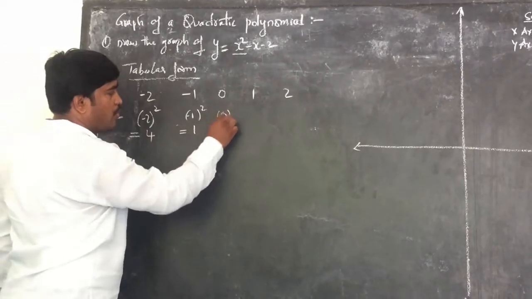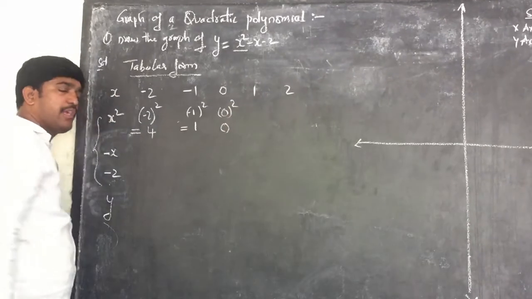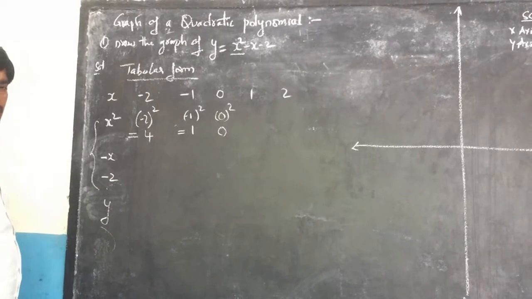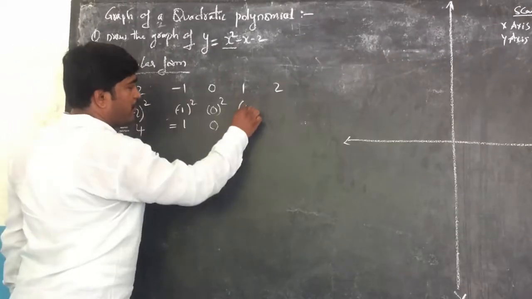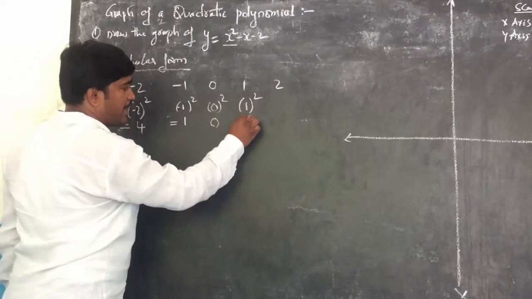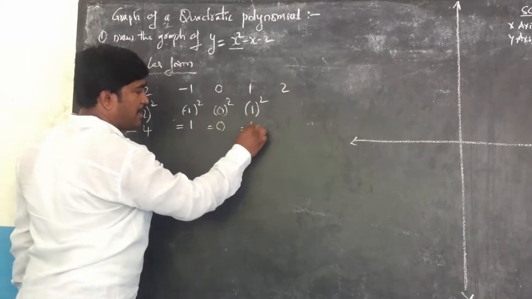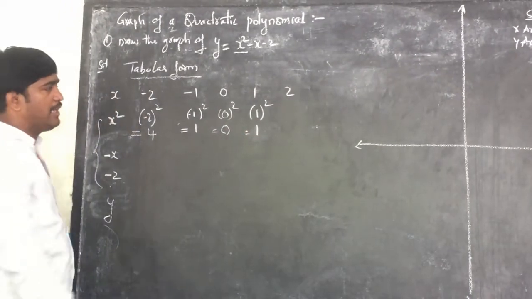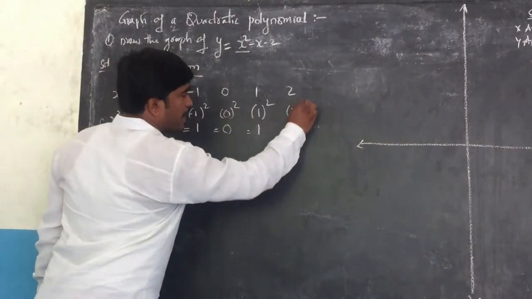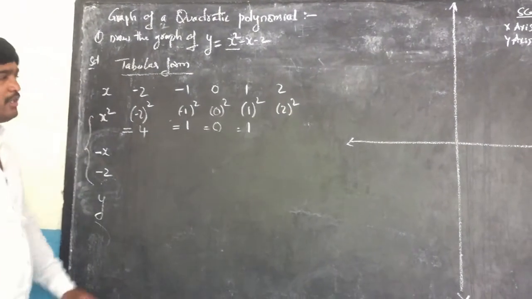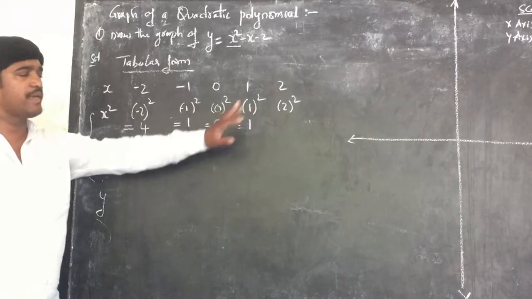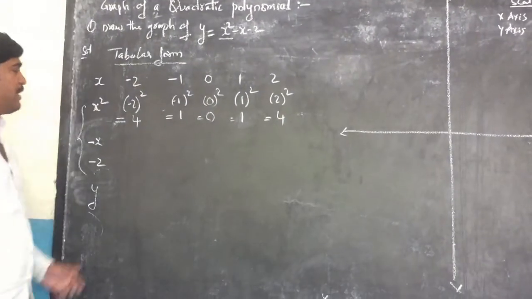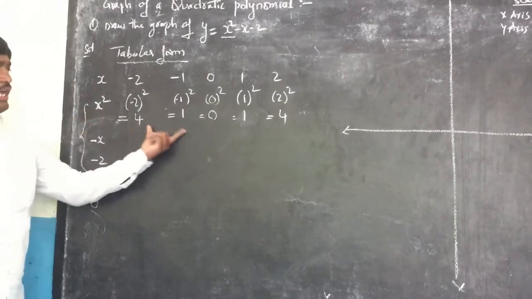Similarly, 0 square. If you multiply anything with 0, the result is 0 only. Now if I go for 1 square, 1 square is 1. And similarly for 2 square, there is no negative sign, it is a positive number, so 2 square is 2 into 2, which is 4. These are the x square values I have obtained.